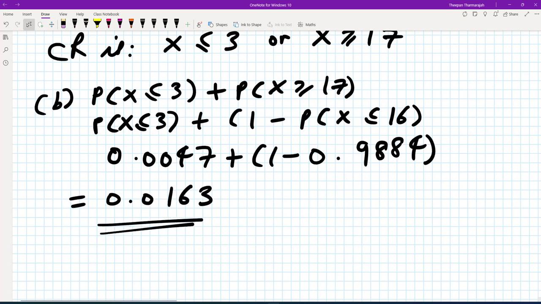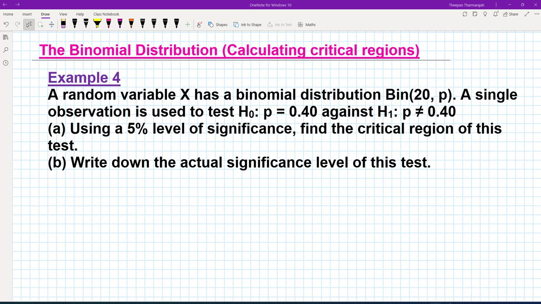And that completes the question. Here's a question for you to try. You can pause the video, and when you're done, I will go through my worked solution.